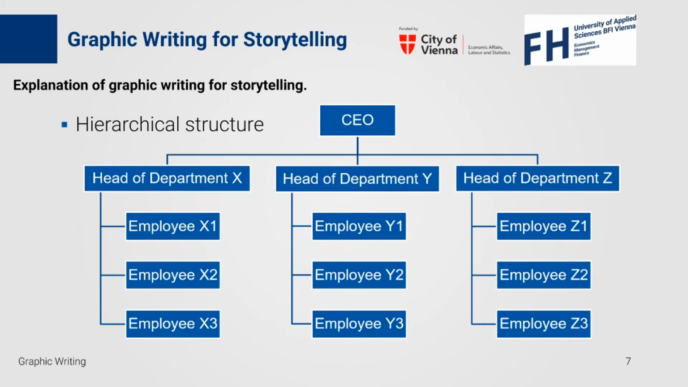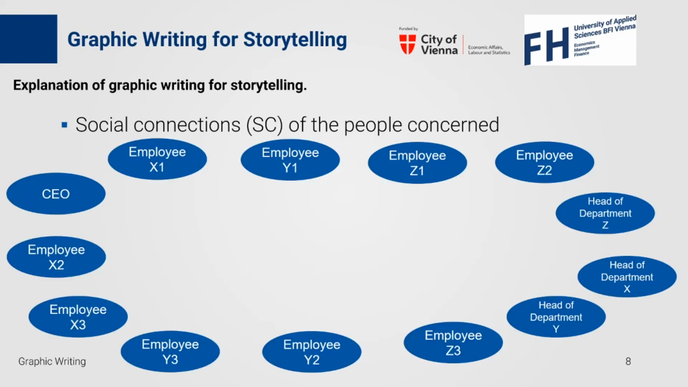Here you have an example of a hierarchical structure. There is the CEO, Chief Executive Officer, and then one layer of head of departments, and then each head of department has his or her employees. This is an example how the social connections can be between all the people concerned.